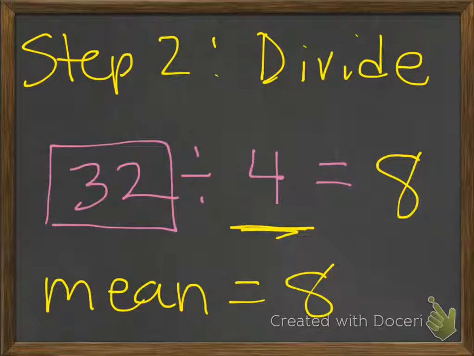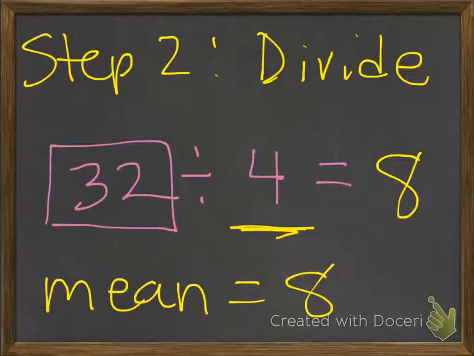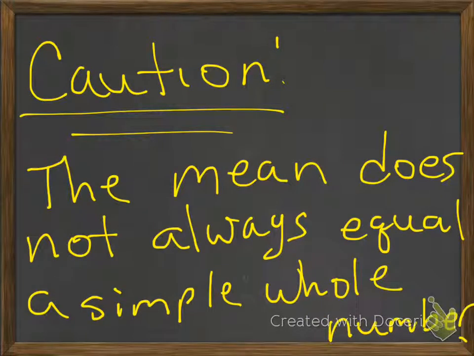So it's very simple. There's only 2 steps. You're going to add the whole group, and then you're going to divide by the same number of numbers that you have. Now, there is one caution. The mean does not always equal a simple whole number like we got. Our last one was just 8. But it doesn't always happen that way.